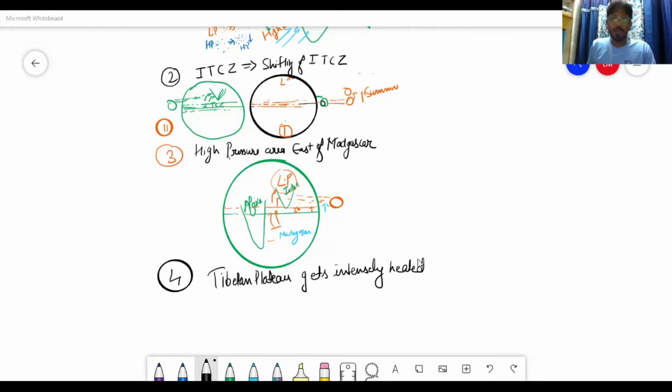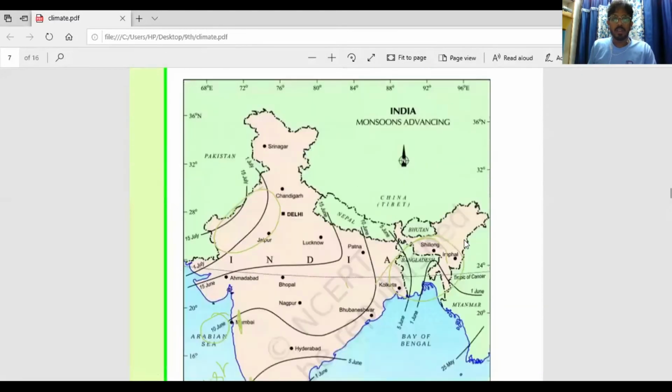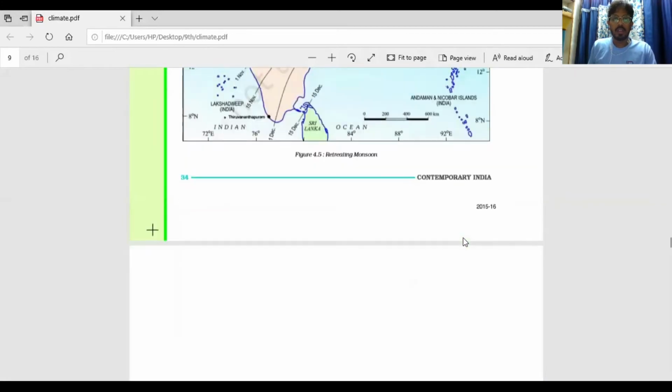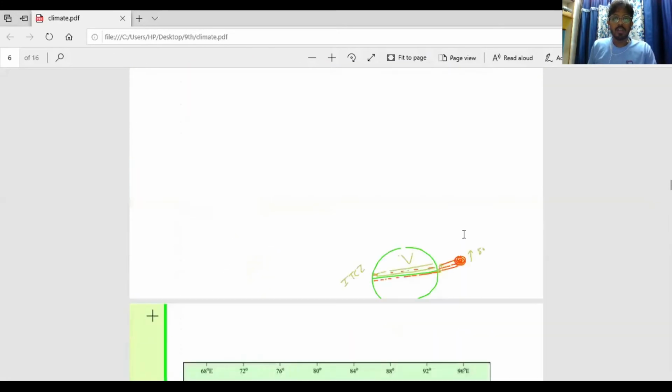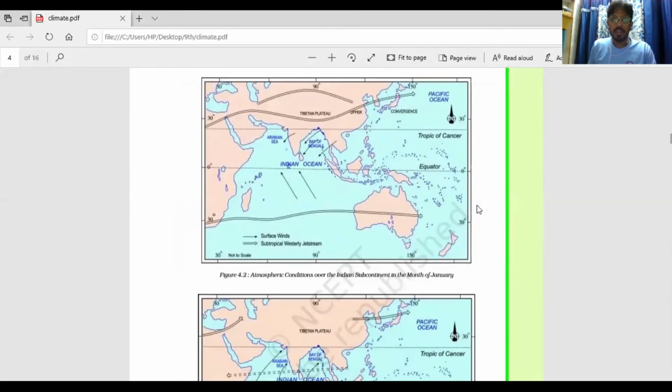What is the role of Tibetan plateau? So the Tibetan plateau during summer gets intensely heated, which results in strong vertical air currents and the formation of low pressure all over the plateau at about 9 kilometers above sea level. So let us understand this one.